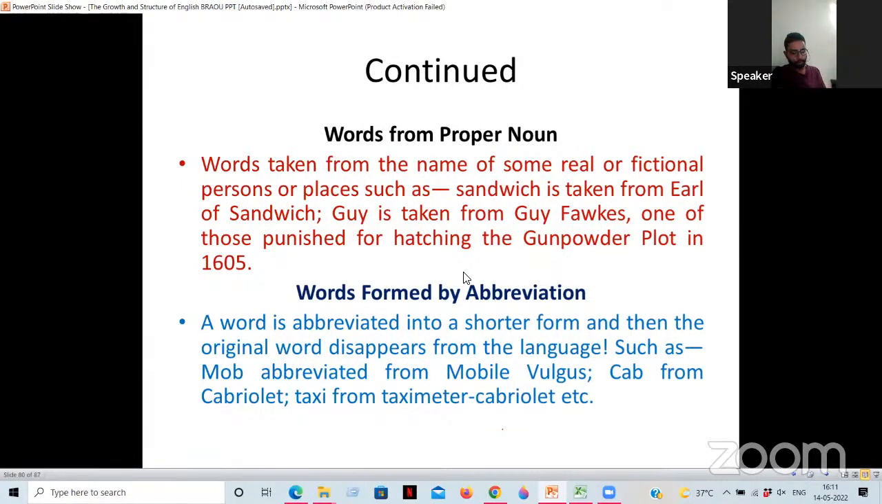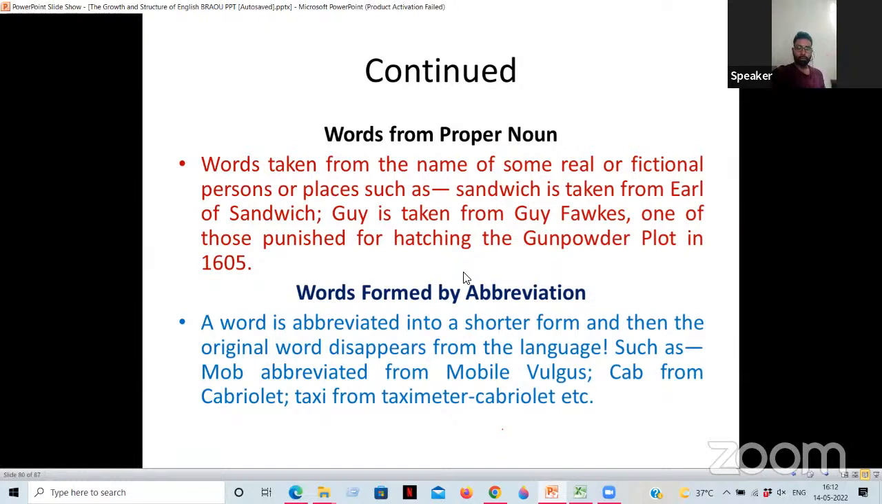Guy is another word that, as a form of modernity, people use to say guy. But this guy actually is a negative word because this word has been taken from Guy Fawkes, one who was punished for hatching a gunpowder plot against the British Parliament. Okay, that happened in 1605. So we also have words that have been taken into English from proper nouns. Then we have words from abbreviations.